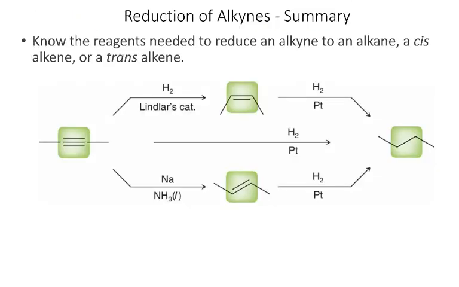Okay, so to sum up the reactions that we learned in this video, we can take the alkyne all the way to the alkane by using hydrogen and a metal catalyst. If I want to stop at the alkene, I can either use a poison catalyst like Lindlar's catalyst to give the cis alkene, or I can use sodium dissolved in liquid ammonia to give the trans alkene. And then, as we learned from the last chapter, if I want to take the alkenes to the alkane, then I can just use hydrogen with a metal catalyst.